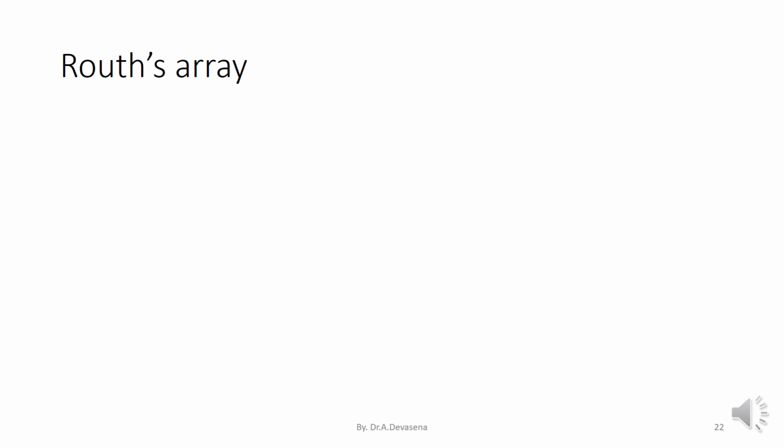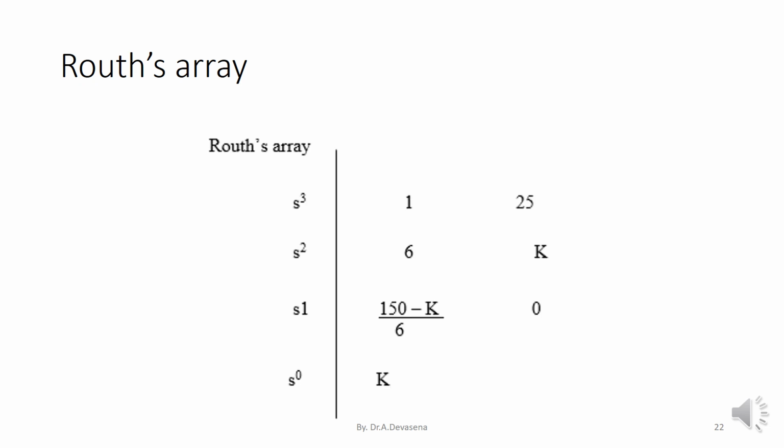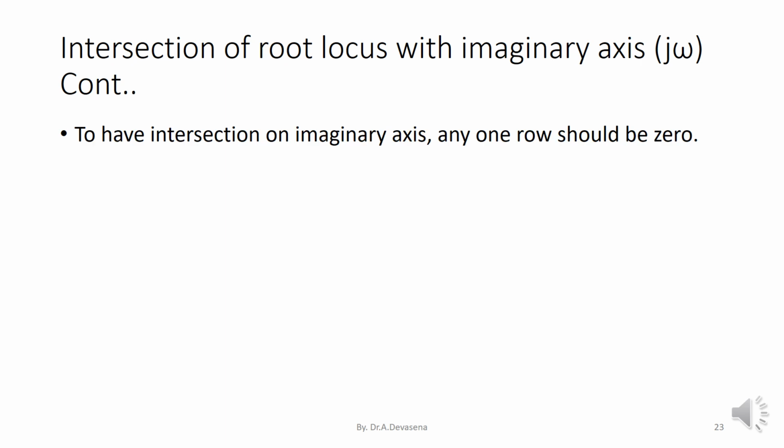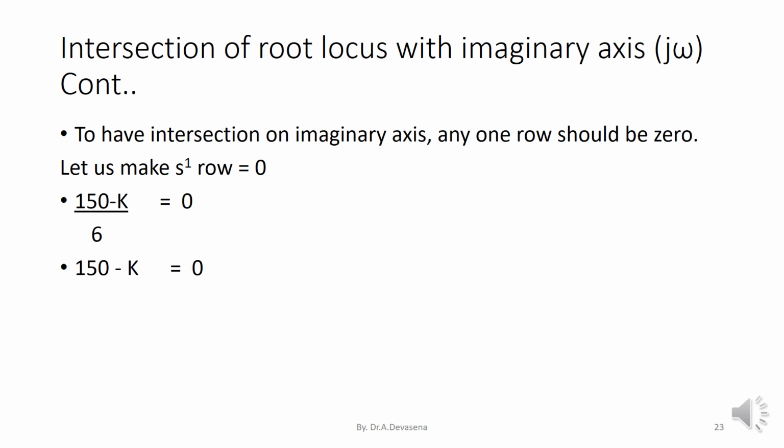Now we are going to construct Routh's array. Routh's array is constructed with the help of the values a0, a1, a2 and a3. This is the Routh's array. To have intersection on the imaginary axis, any one row should be 0. Let us make the s1 row 0. That is (150 minus k) divided by 6 is equal to 0, which means 150 minus k is equal to 0. If we further simplify this equation, we obtain the value of k is equal to 150.